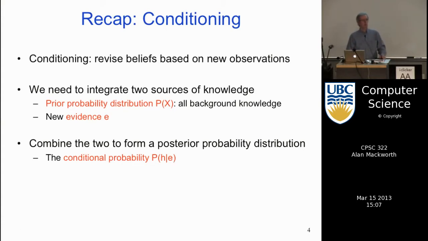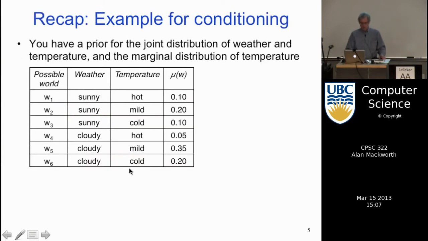You know, like it's 3 o'clock in the morning, I looked outside and the moon is out, and so on and so forth. Any statement that you can write in a reasonable logic could be part of E there. Typically what it'll do is tell you the values of some variables that you're interested in, but not others, okay? And so we looked at this example of the weather and the temperature.